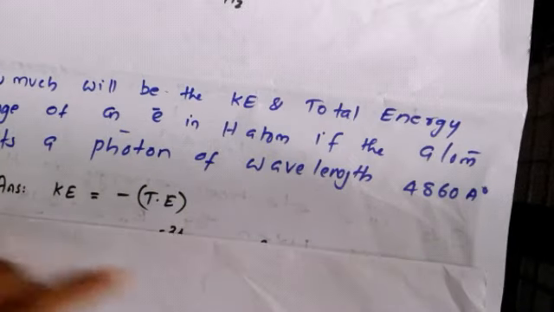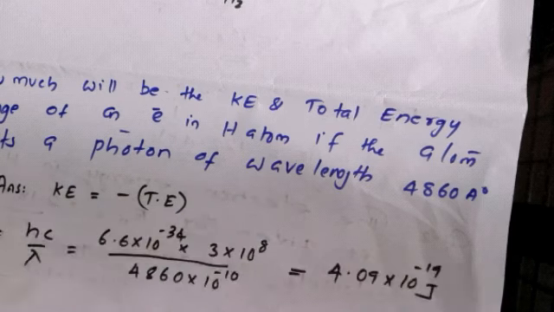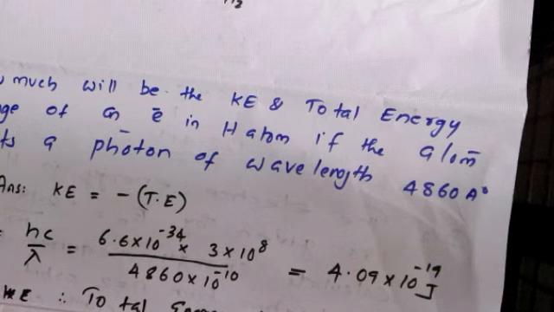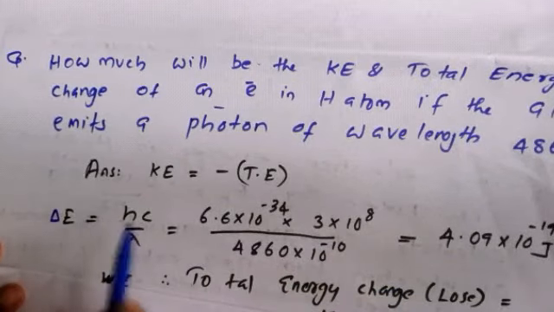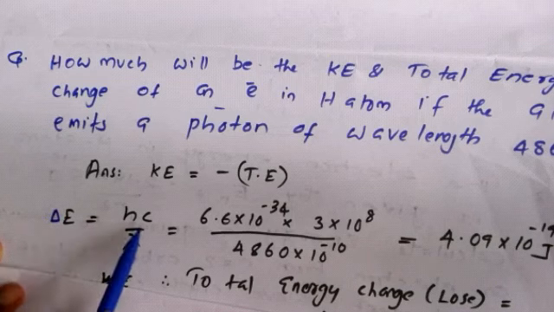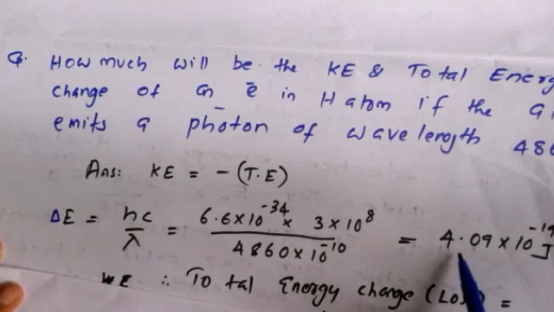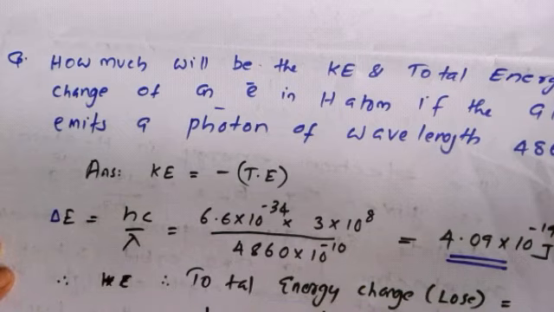Total energy change when an atom emits a photon of wavelength 480 is, that is total energy change delta E, equal to hc by lambda. Because if an atom emits a photon of that wavelength, this is the total energy change. Therefore, put the lambda value here and you will get the value. This is the total energy loss.